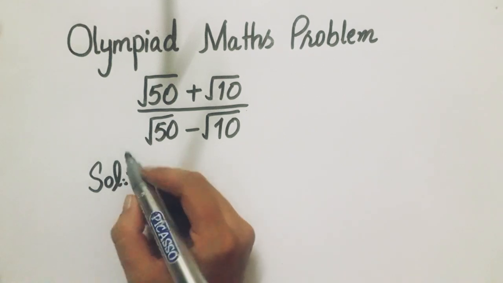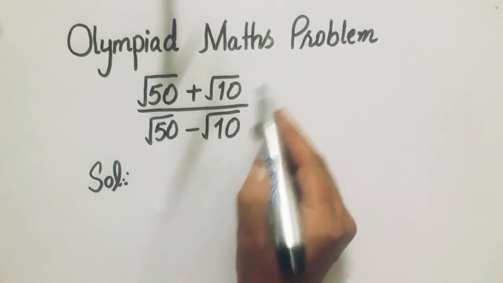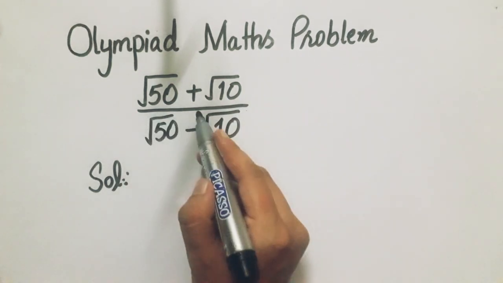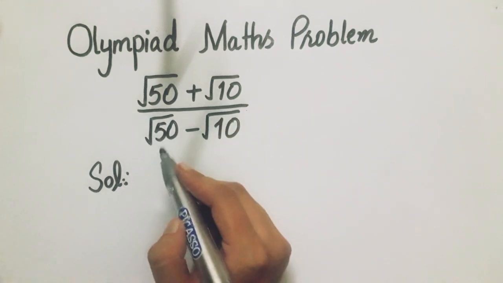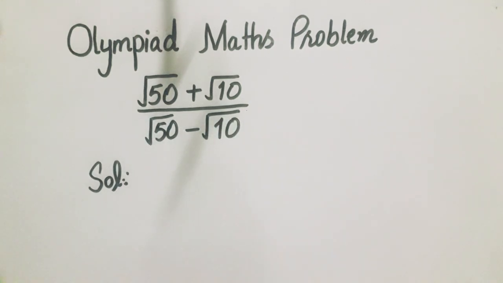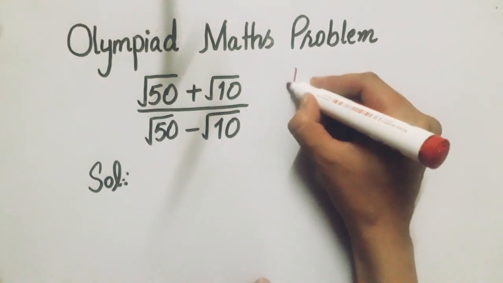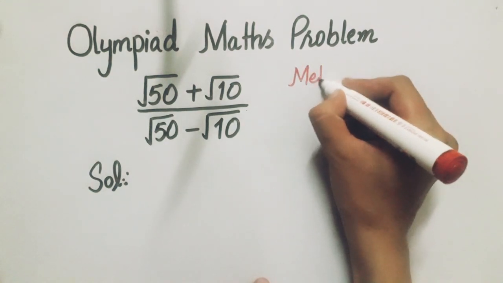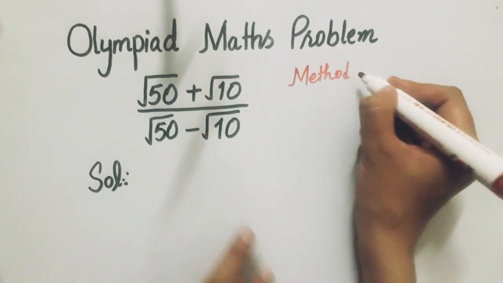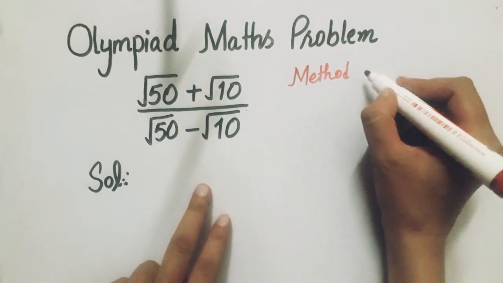Today we are going to solve an Olympiad math problem: square root 50 plus square root 10, divided by square root 50 minus square root 10. We will solve this question step by step in two methods. First of all, we will discuss method 1, in which we will rationalize the given expression.